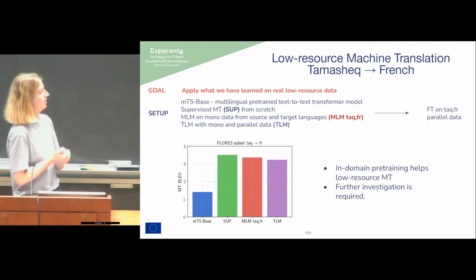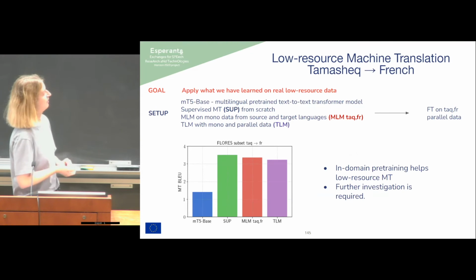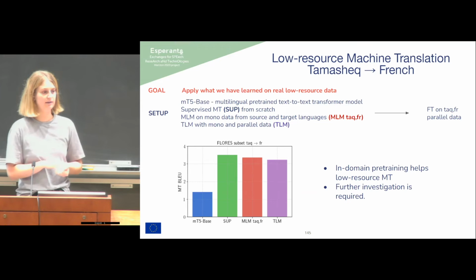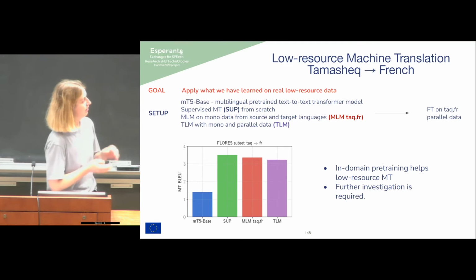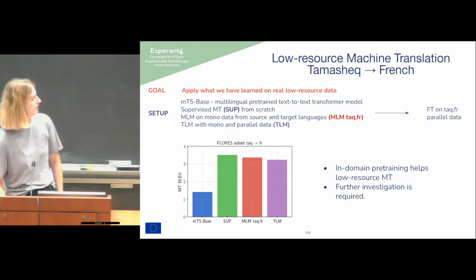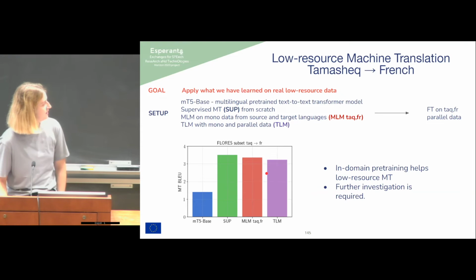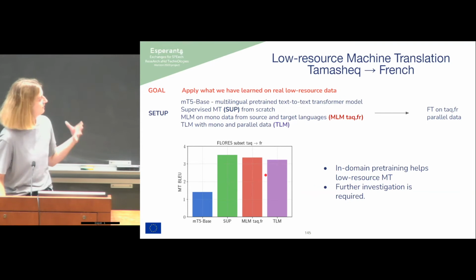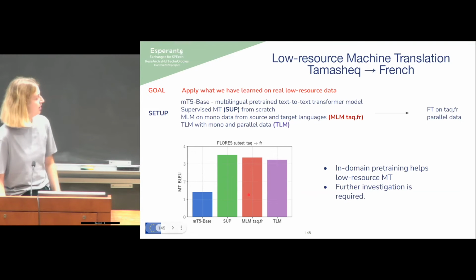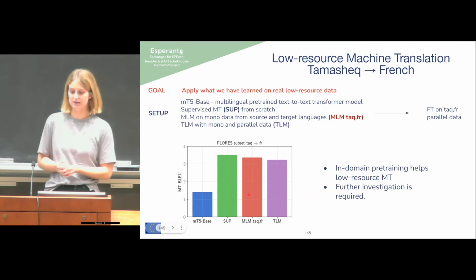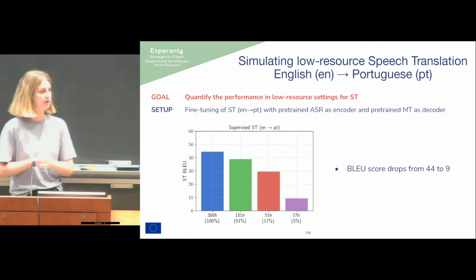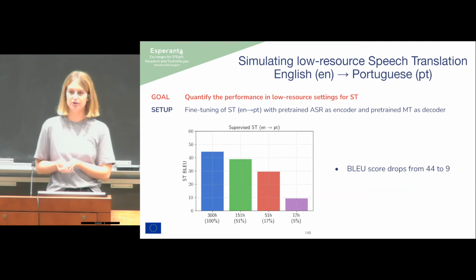We also pre-train a masked language model on mono data from source and target languages, as well as a translation language model with mono and parallel data, and we only fine-tune on this Tamacek to French parallel data. And as you can see, by using this in-domain pre-trained language model, it really helps this task of low resource machine translation, but we also need further investigation. So we finish with the machine translation experiment. We can move on to the speech translation experiments.